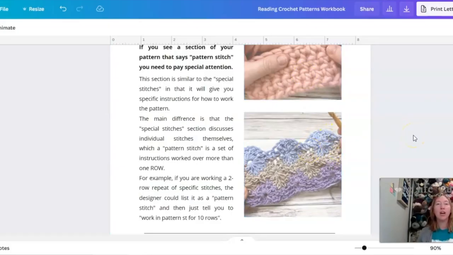So if it was part of a garment, it might have a very specific 2 or 3 row repeat that gives you a really cool texture. But it's just going to go ahead and say that that's the pattern stitch, or sometimes a stitch pattern, and you work that over that many rows. So if you're working a 2 row repeat of specific stitches, they could just say, here are your 2 rows, and go with it when you see this.